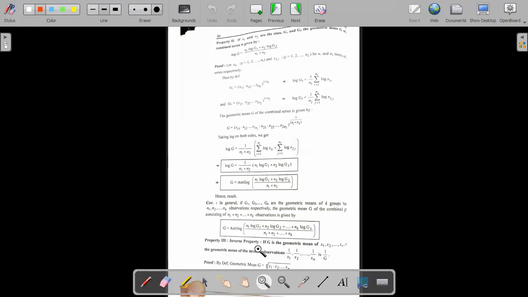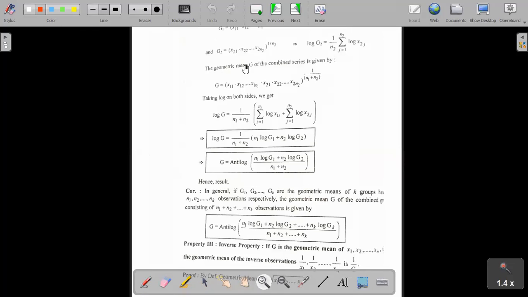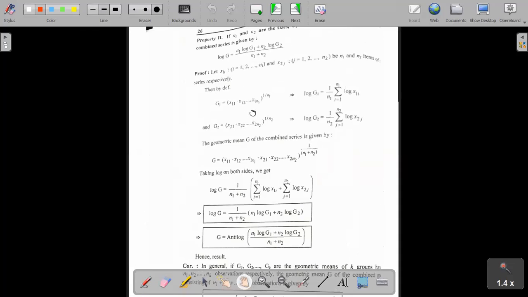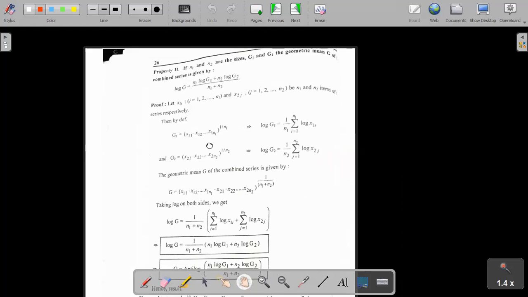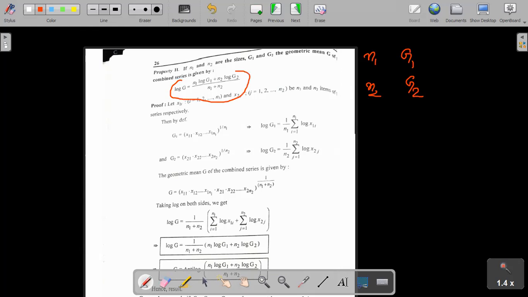So I mean these properties are very trivial, we can just consider them as such. What this property 2 says: you need not learn these properties, but if it comes, you should know how to see them. If n1 and n2 are the sizes, and g1 and g2 are the geometric means, of the combined series. So there are two series. One series has size n1 and its geometric mean is g1. The other series has size n2 and its geometric mean is g2. Then he is saying that the combined geometric mean is given by this formula.